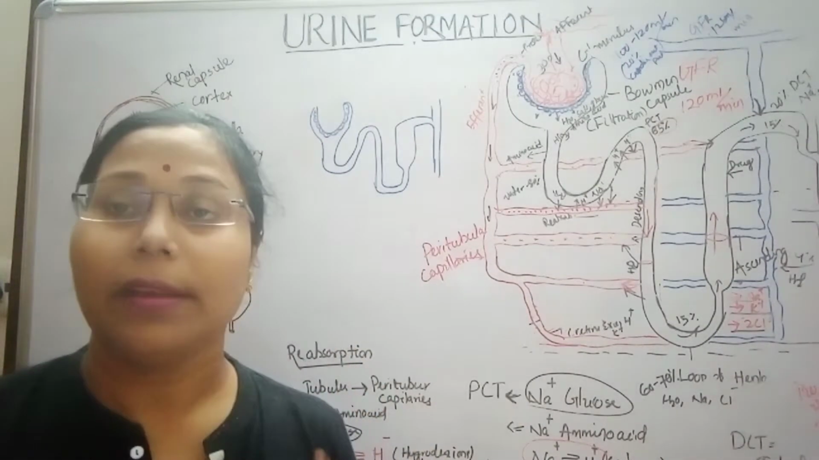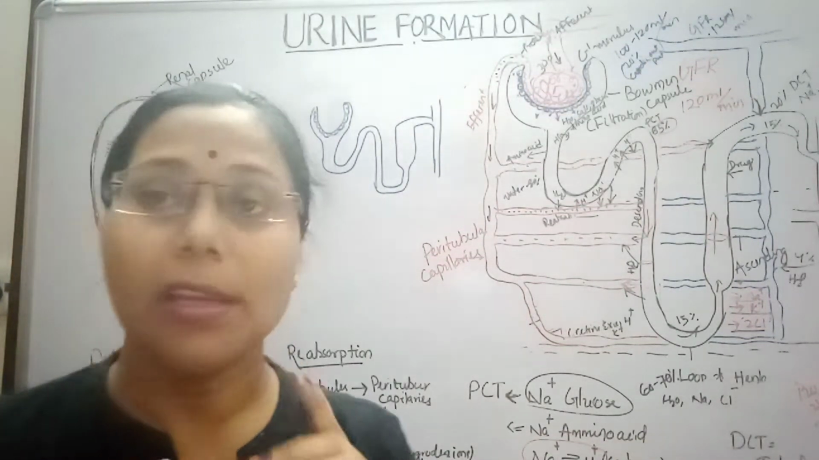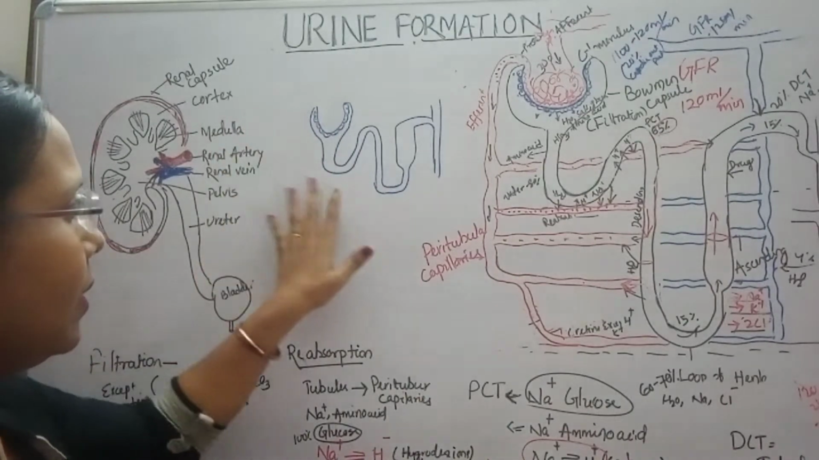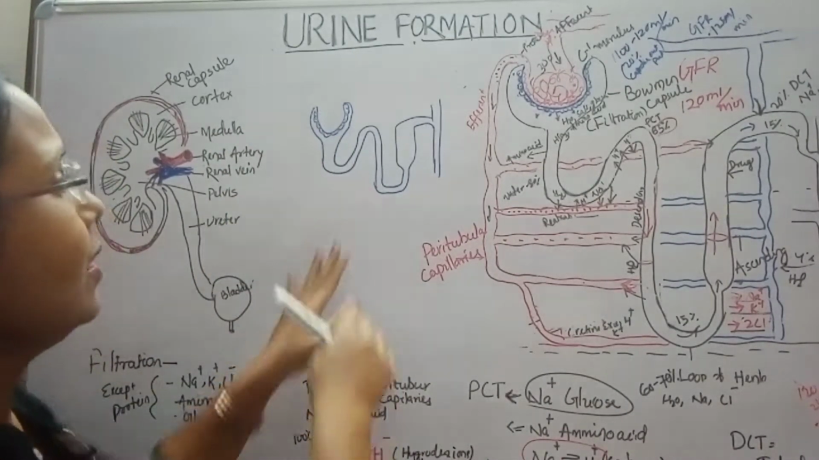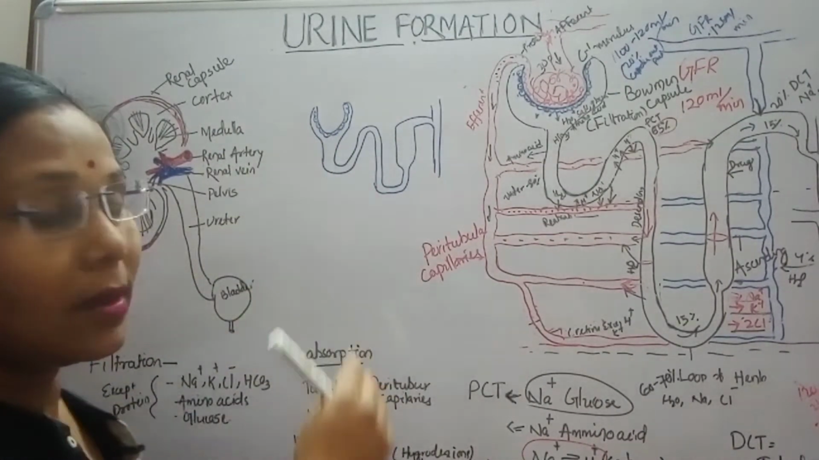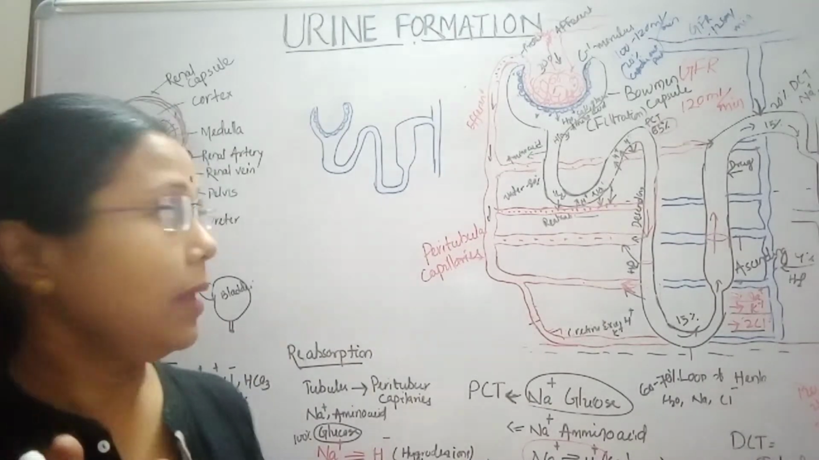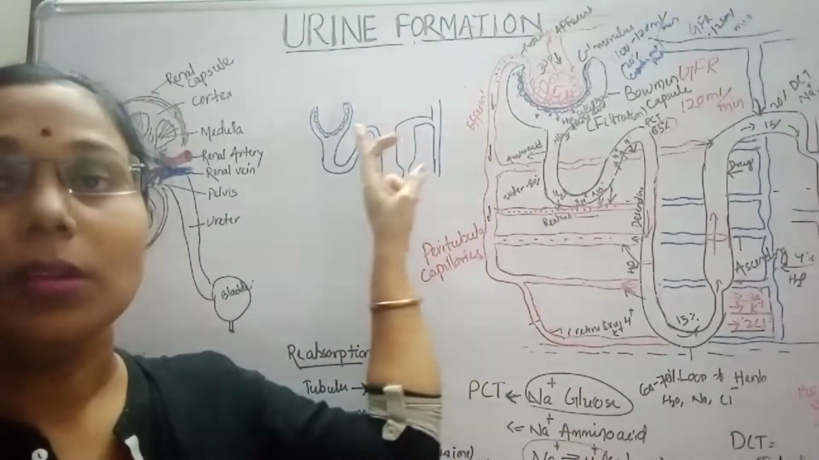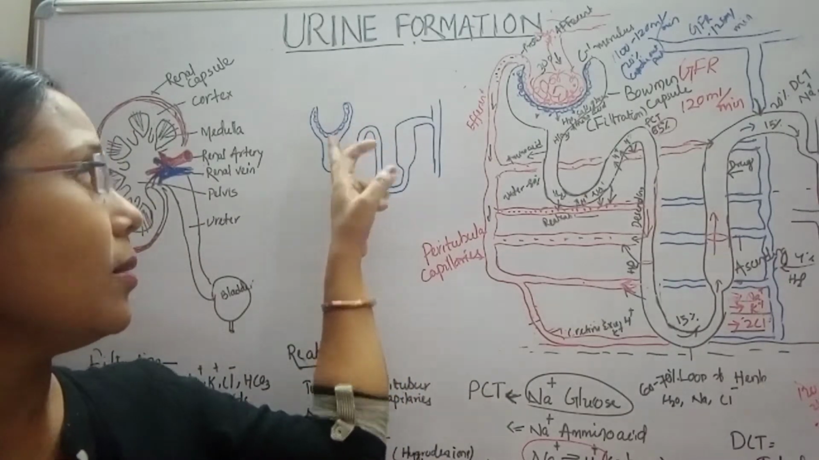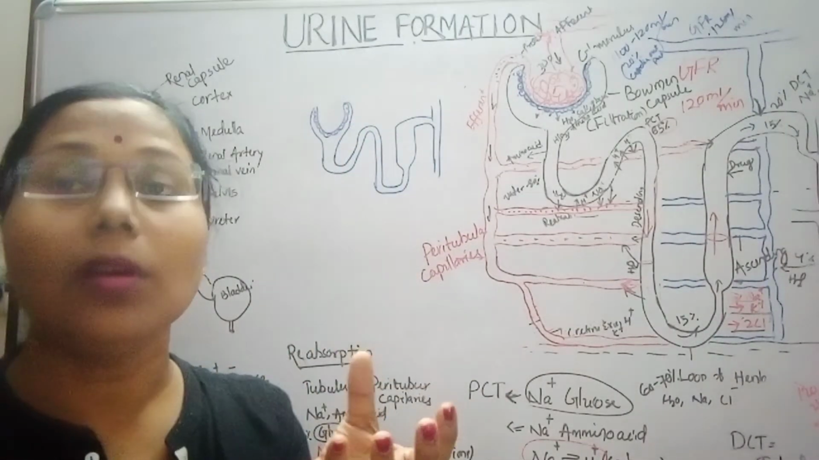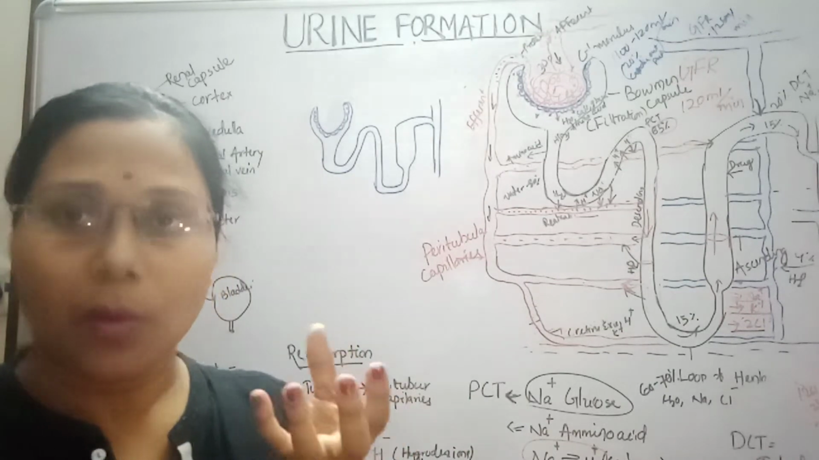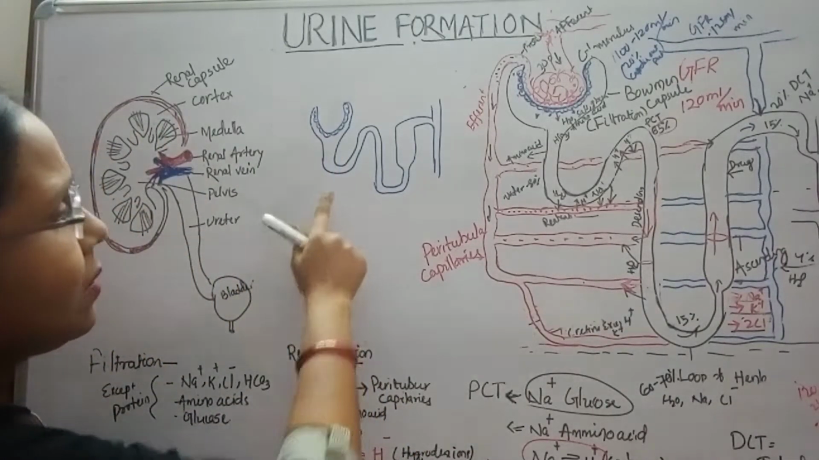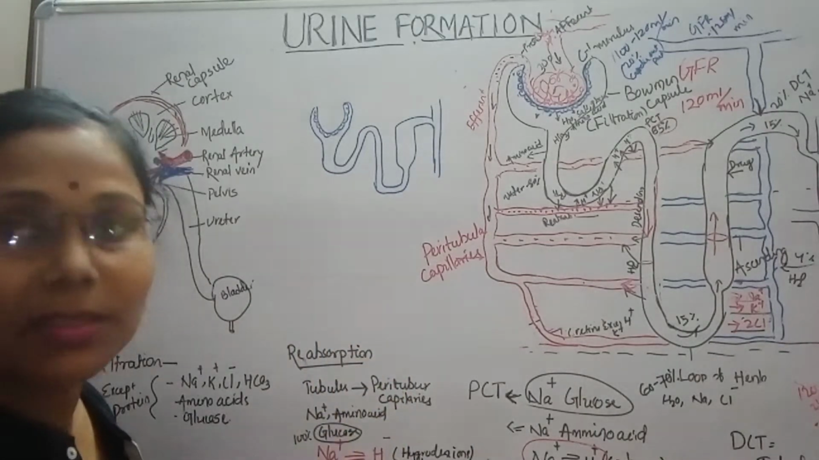What is a nephron? The nephron is the structural and functional unit of the kidney. So this is a picture of the nephron. Here one end is a cup-like structure, and the other end is attached to the collecting duct. Because of its cup-like shape, it is called the Bowman's capsule. Millions of nephrons are present in each kidney.